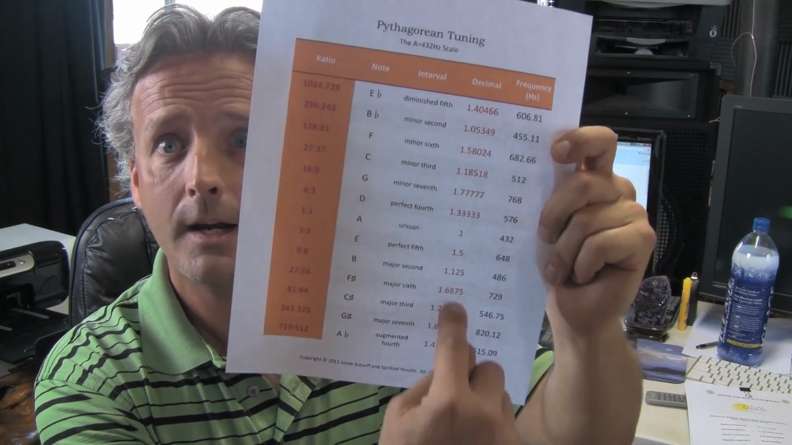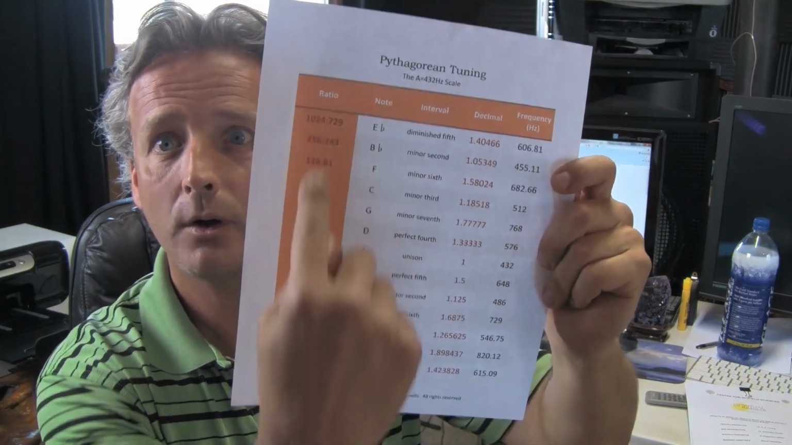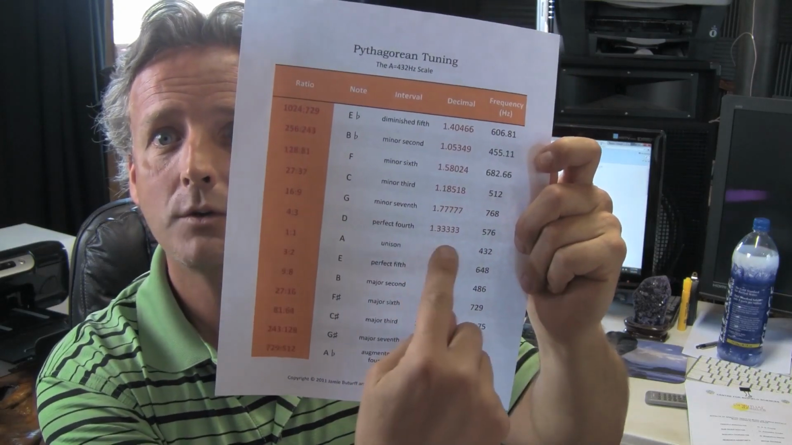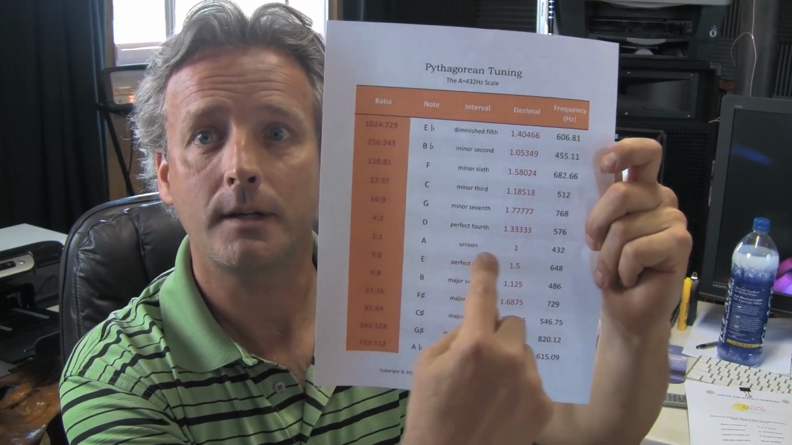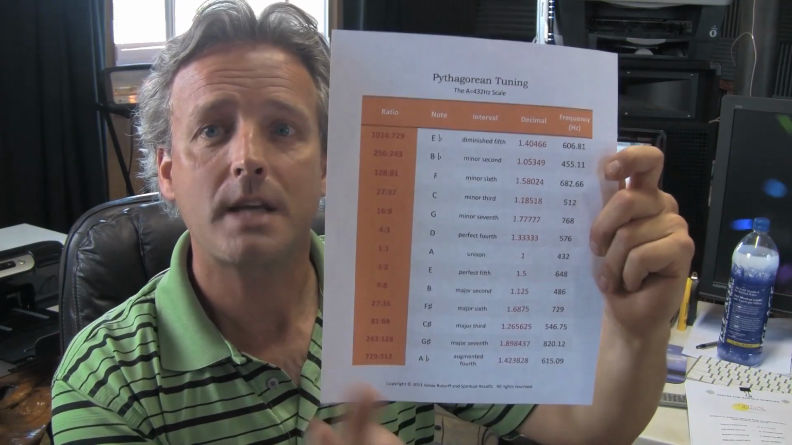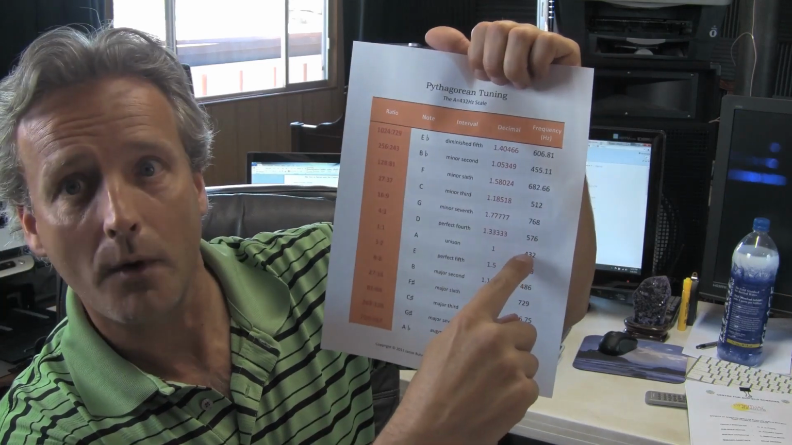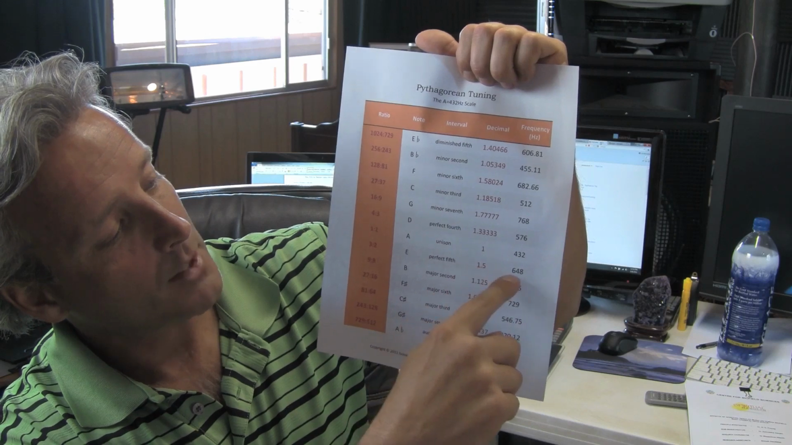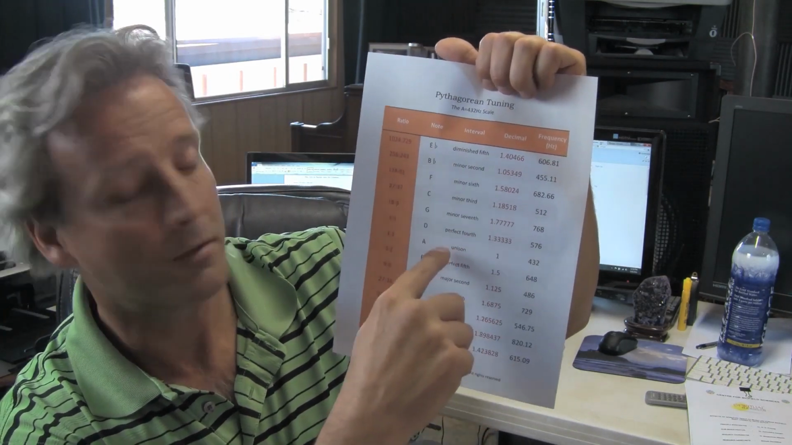Nothing new. Here is the decimal equivalent of these whole number ratios, and over here you'll see the equivalent frequency if you use the 432 as the unison or the bass note. So, for example, if you wanted to find out what the perfect fifth of the A is, you would take the A, knowing that it's 432, multiply it by 1.5, and you get 648. So 648 hertz is the perfect fifth of A.